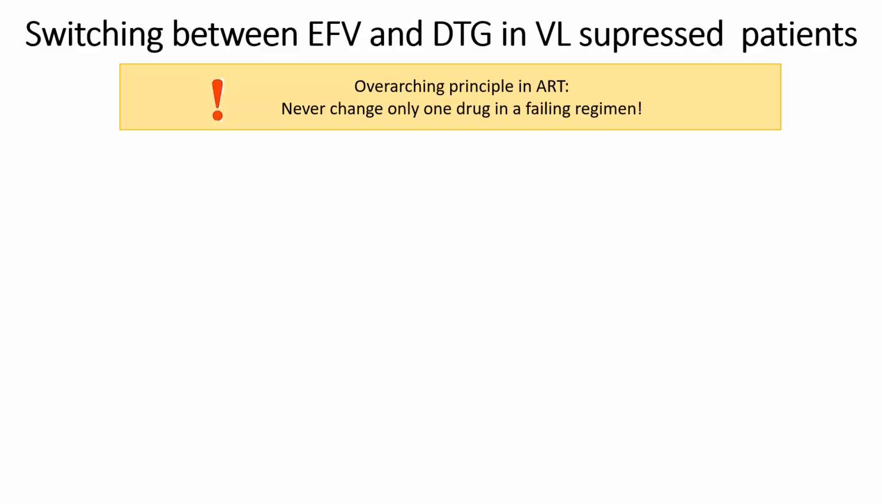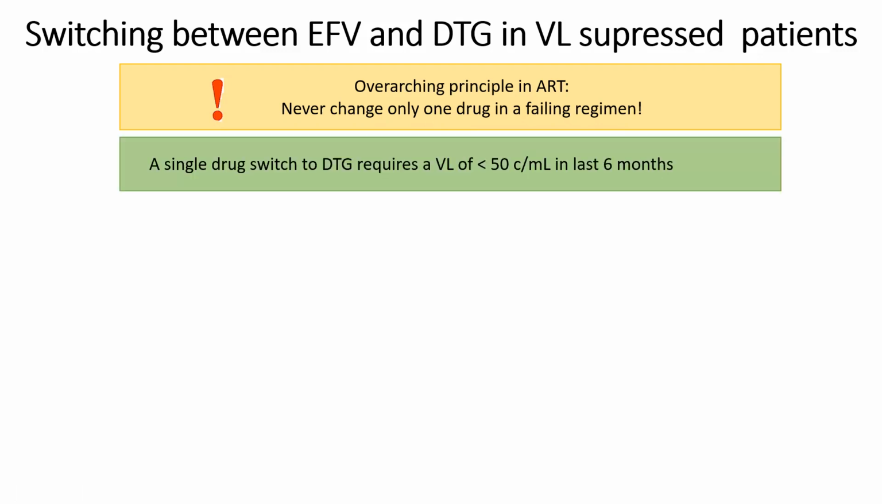Now, in terms of switching between efavirenz and DTG, especially when patients are virally suppressed, it's very important. The principle in ART says never change one drug in a failing regimen, meaning never change one drug in a regimen when the viral load is elevated. So a single drug switch will need a viral load of less than 50 copies. Because of dolutegravir, our viral load suppression needs to be less than 50. You remember previously it used to be 400, 1000, 200. Now it has to be less than 50 copies in the last 6 months for a patient to be switched.